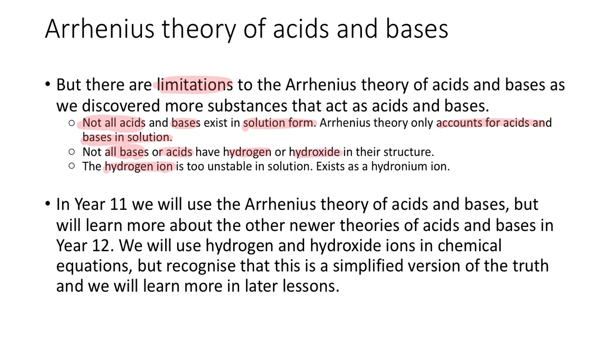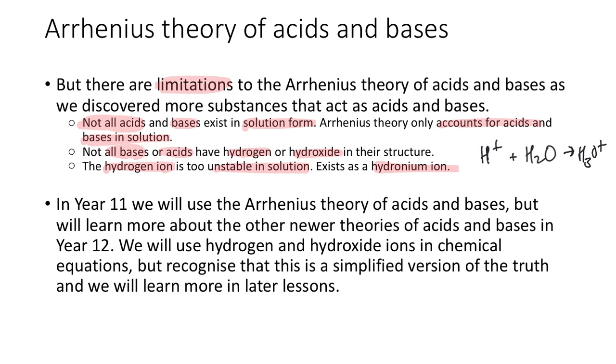And the hydrogen ion itself is too unstable in solution. It would rather exist as a hydronium ion. The idea is that this H+ is just a proton with no electron, and that would be very unstable. So when it's near water, it will turn into H3O+. These H3O+ are hydronium ions, and this is how they actually exist.